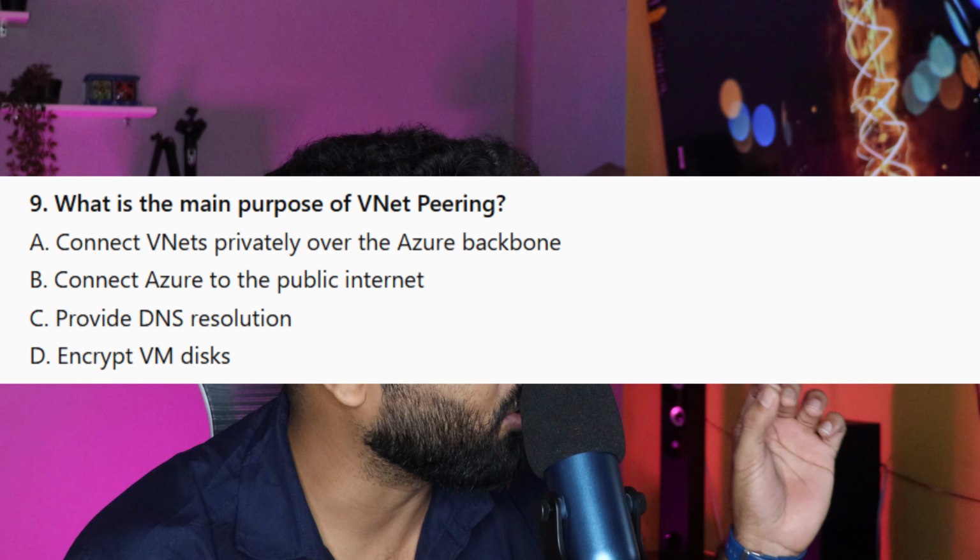Just think about it between option A and option B. Let's go for option B first: connect Azure to the public internet. Again, that is not possible. So let's go for option A, connect VNets privately over the Azure backbone. That should be your answer.